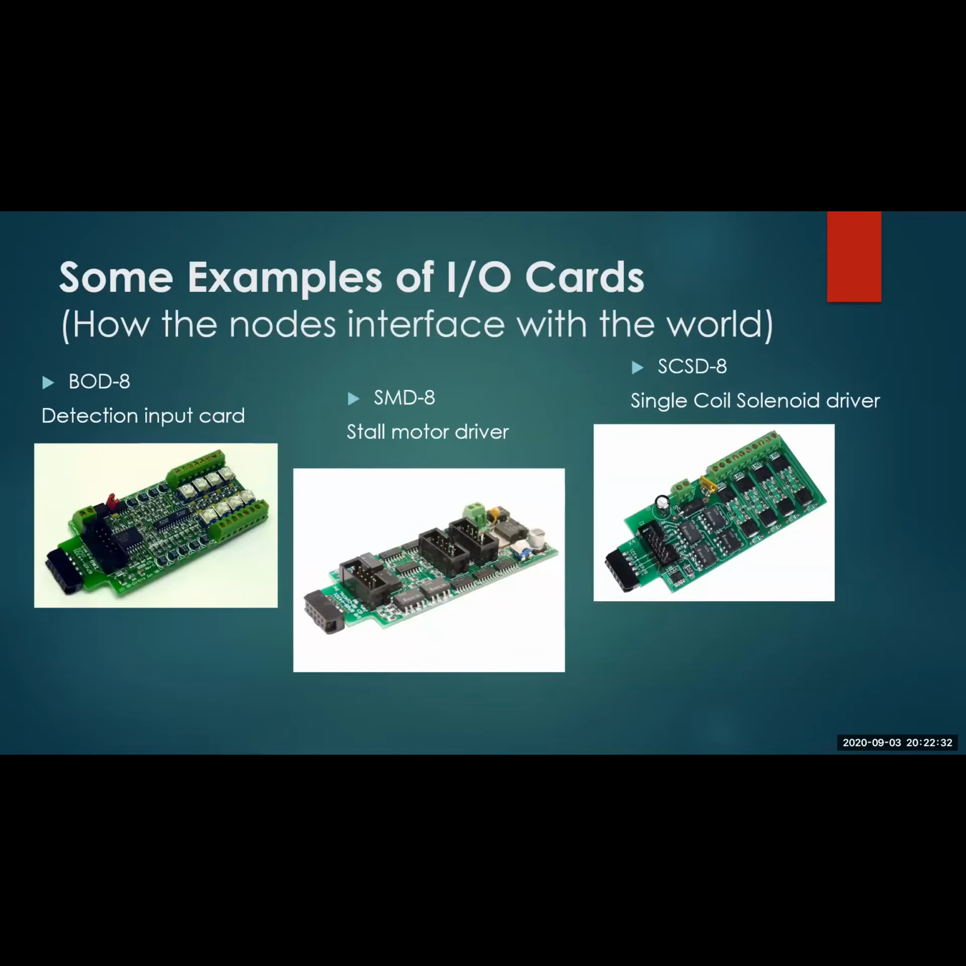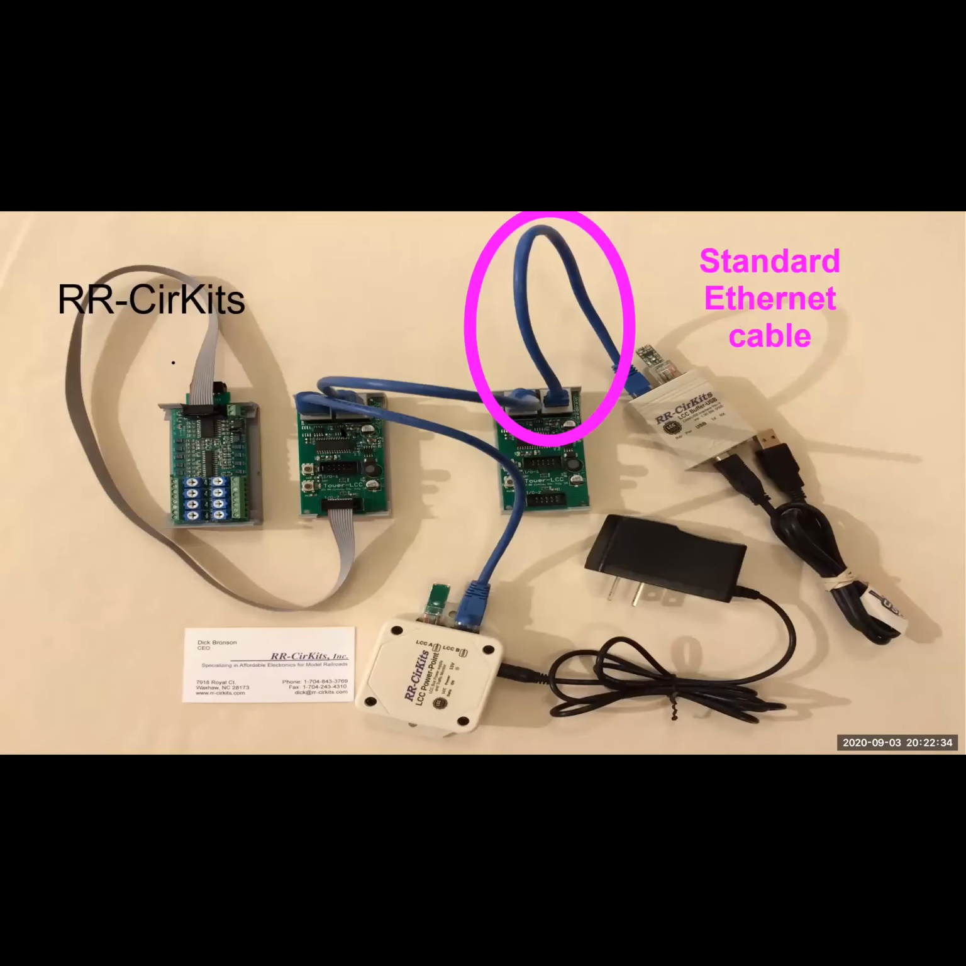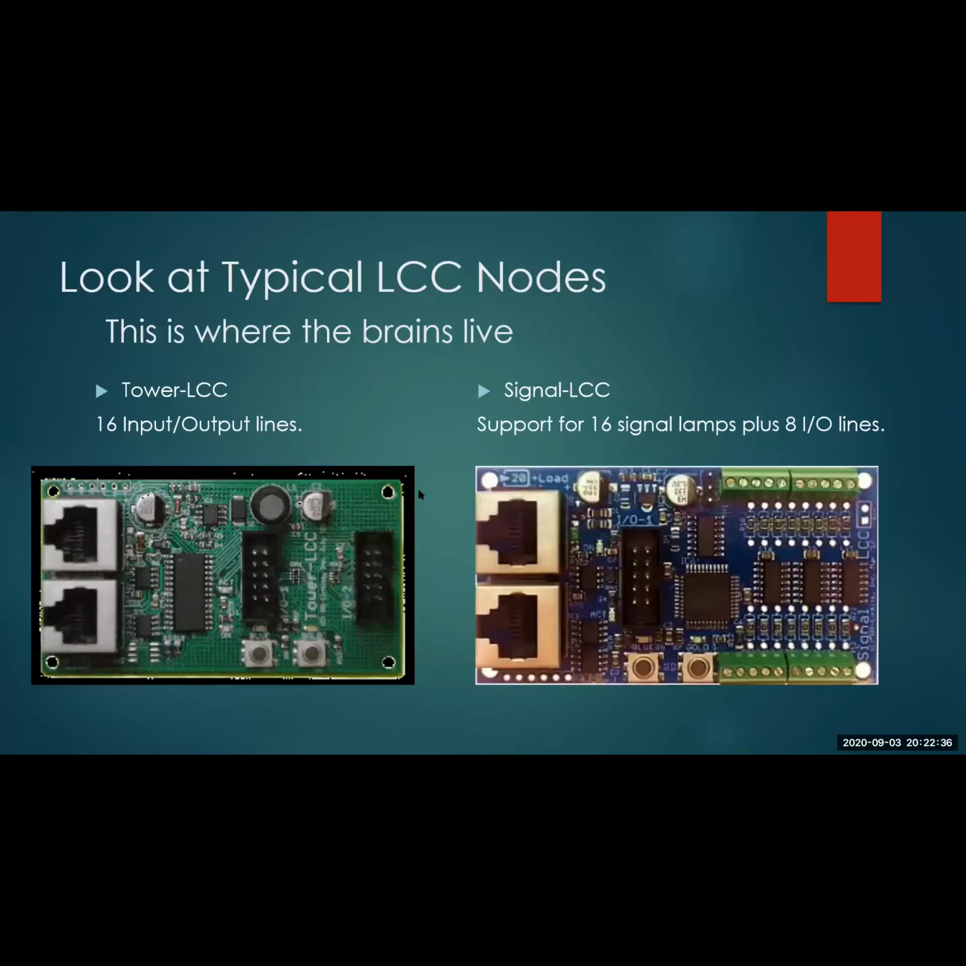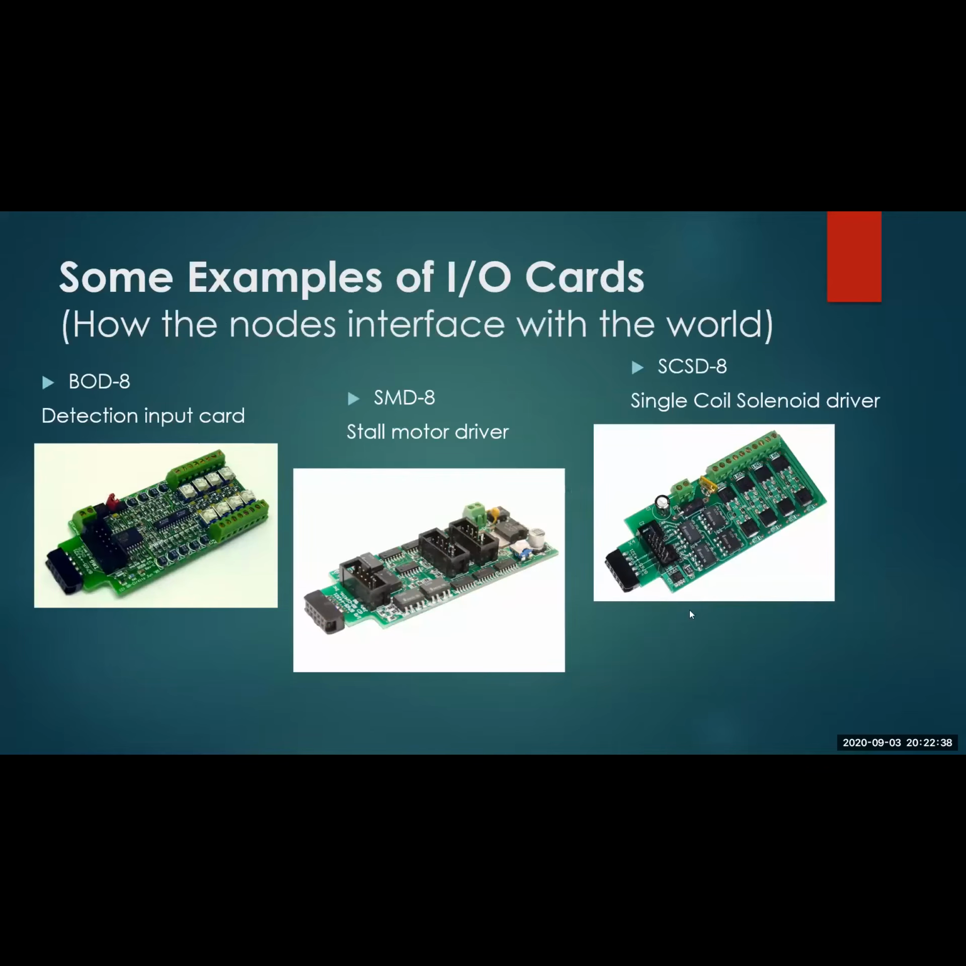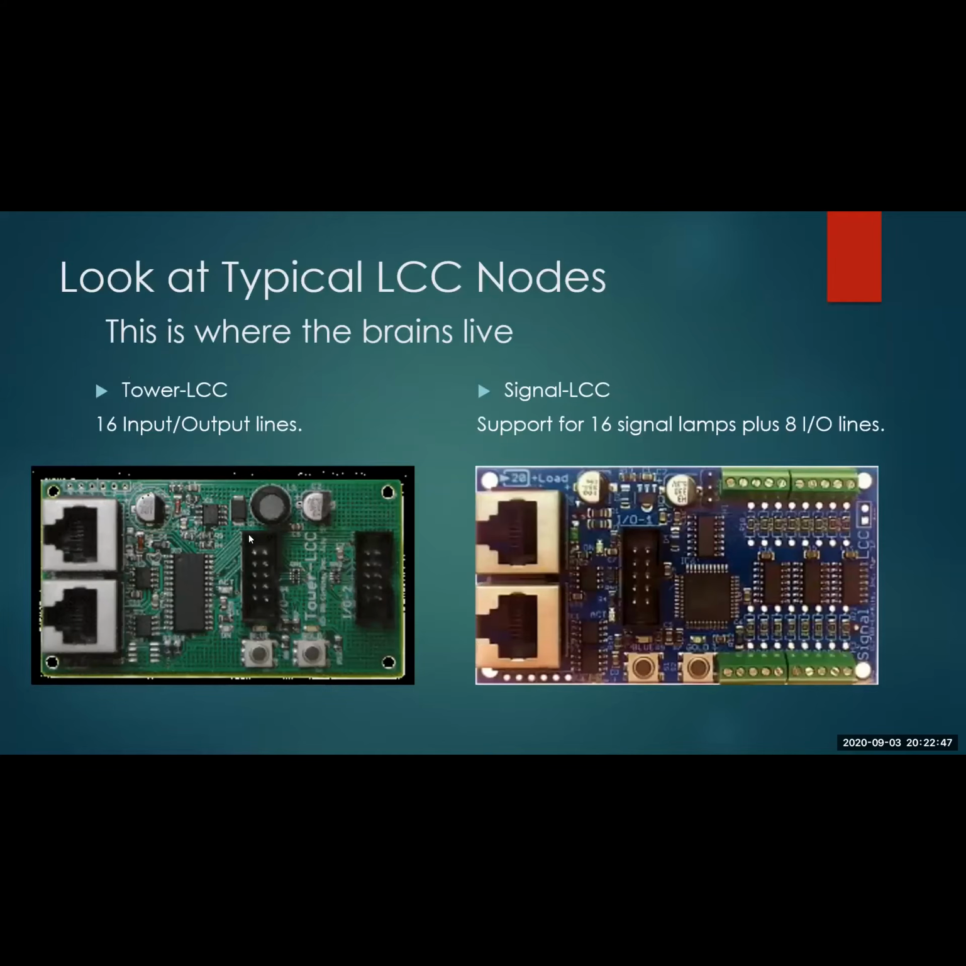Okay, and so these are the brains. We talked about the brains, the TowerLCC. These are the 2 types of brains they have. And then we have signal conditioning, okay? So on those inputs and outputs, remember how I was saying there's 8 inputs and outputs on the signal and 16 on the tower. What do we do with those?